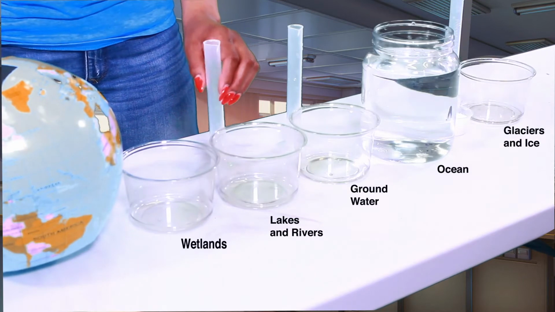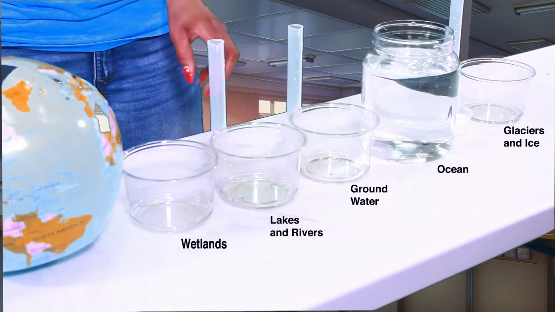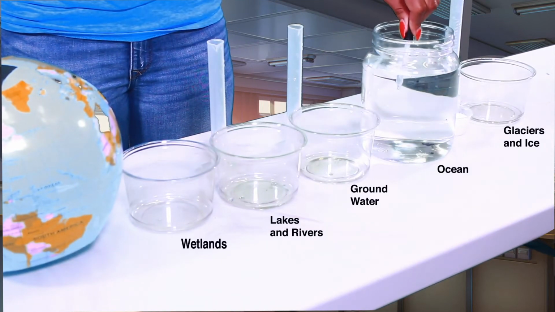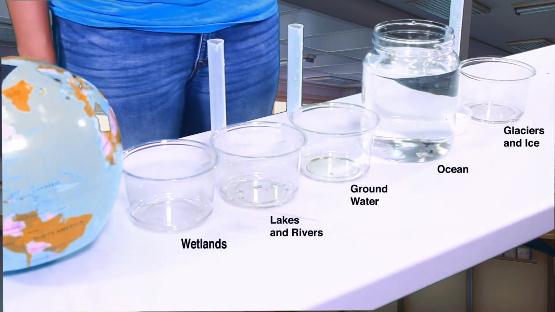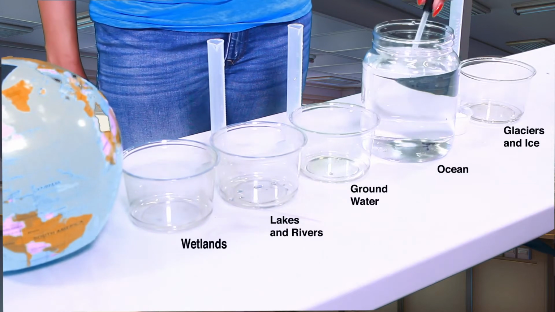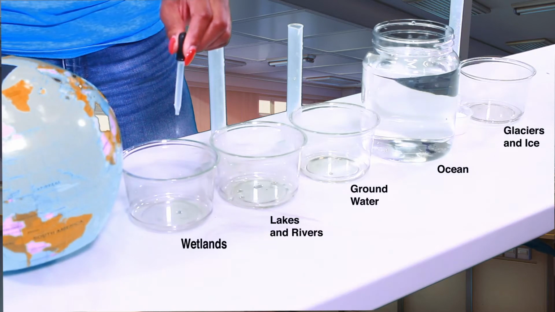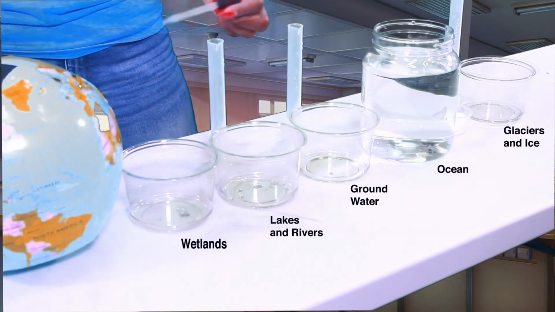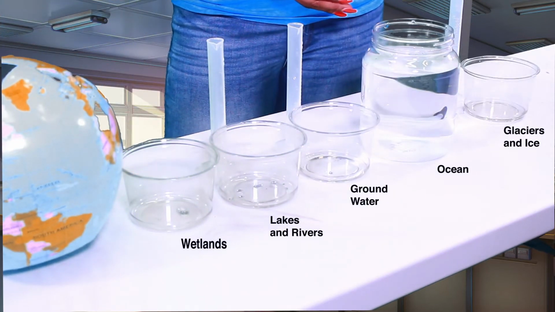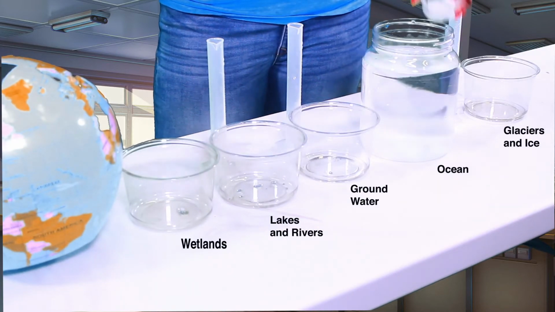Then we have lakes. They make up about that and maybe a few more drops. Then we have wetlands. Wetlands only make up about this much. The rest is ocean water. We're going to pour this salt into the ocean water because it is in fact salt water. So there it is. This is how it all breaks down.